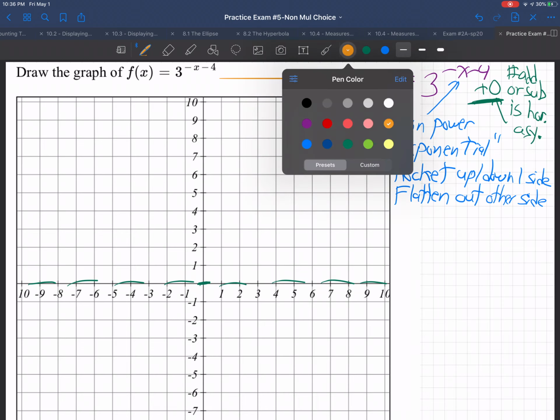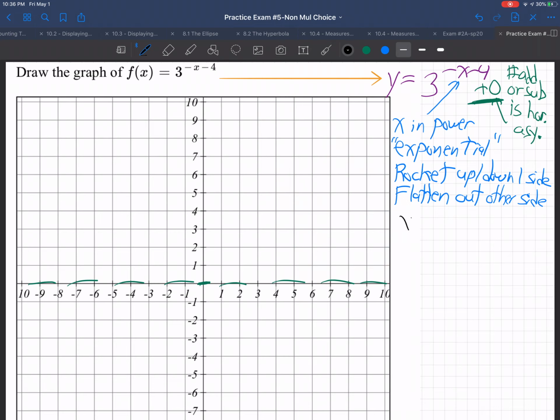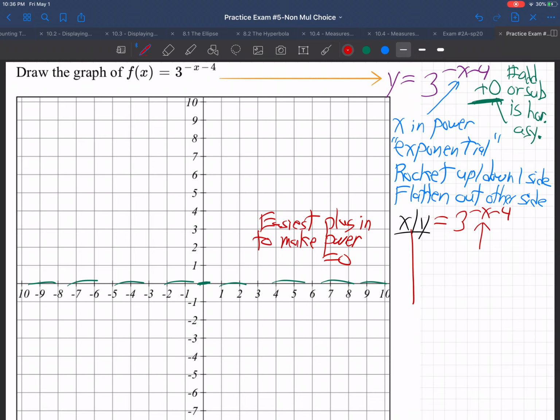And now we will plug in. Let's do that. So we're going to plug into y. Going to plug in a couple points. Y equals 3 to the minus x minus 4. Now you can plug in whatever you want, but what's going to be easiest will be to plug in to make the power equal 0. What could I plug in right there for x to make the power 0?